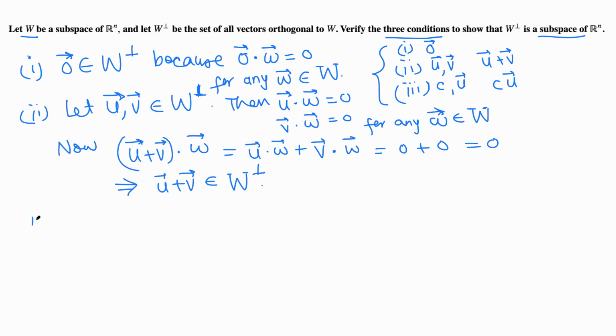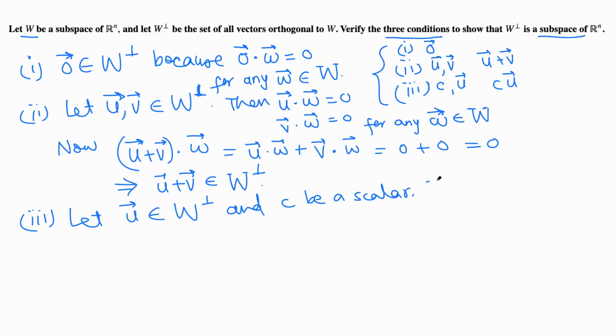Okay. 3. Let a generic element u be in W perp and c be a scalar. Since u is in W perp, u times any vector from W is 0, for any vector w in W.